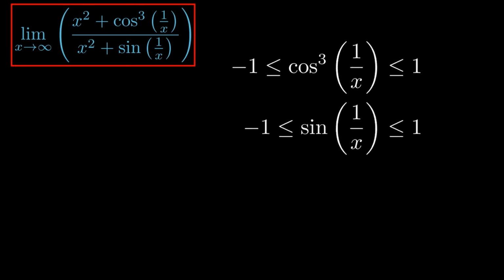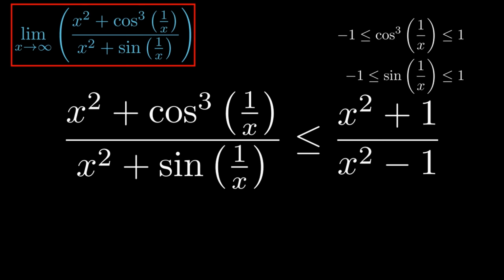Let's begin with the upper bound. Now we have (x squared plus cosine cubed of 1 over x) divided by (x squared plus sine of 1 over x) is less than or equal to (x squared plus 1) divided by (x squared minus 1). Now you might be wondering how we got this upper bound. Well, we want to make sure that the numerator is as big as possible and the denominator is as small as possible. This guarantees that the quantity on the right hand side of the inequality is always greater than or equal to what we have on the left hand side of the inequality.